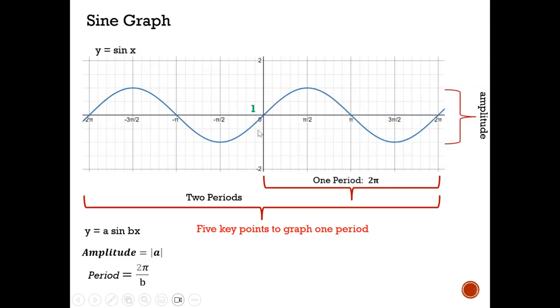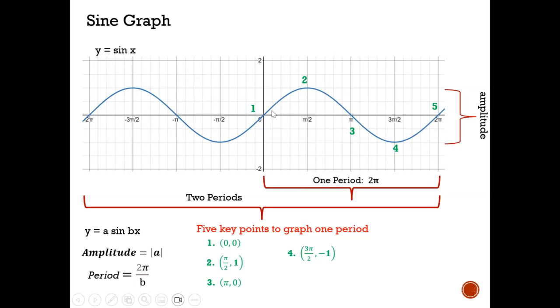For example, here, these are the 5 key points that I was talking about. The first point is 0, 0. Then comes the second point, which is pi over 2, 1. And then comes the third point, which is pi, 0. Then comes the fourth point, which is 3 pi over 2, negative 1. And finally, the last point will be 2 pi, 0. So here are your 5 key points.